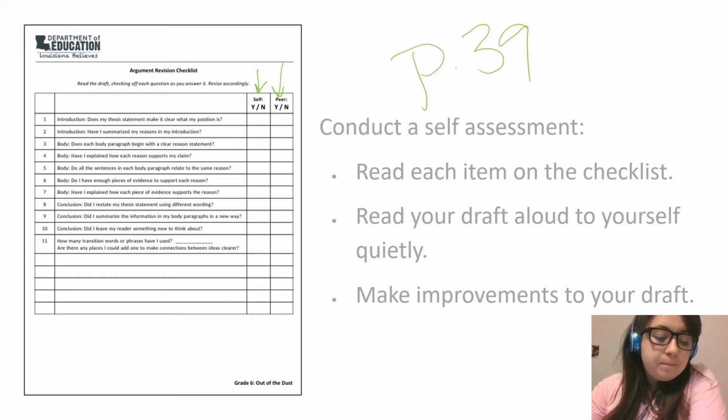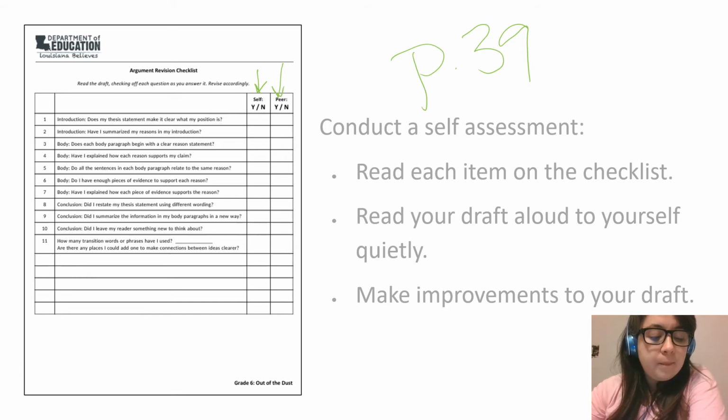Number 3 through 7 are all about your body. Number 3, does each body paragraph begin with a clear reason statement? Yes or no? If no, go ahead and look at the sentence stems on page 3, okay?